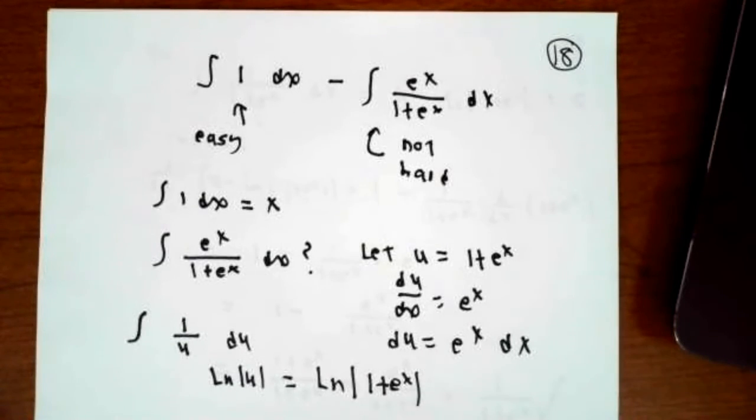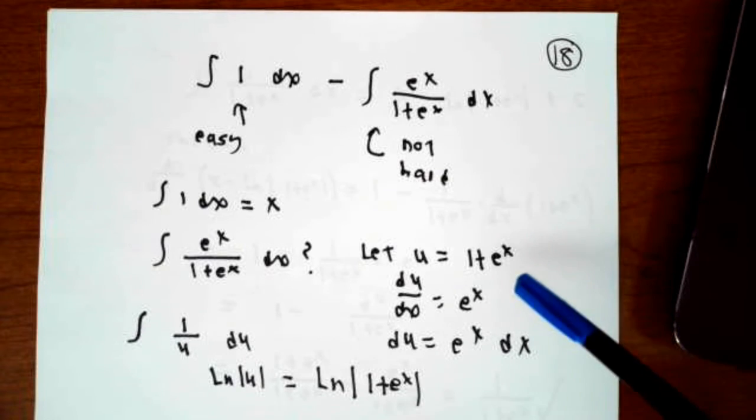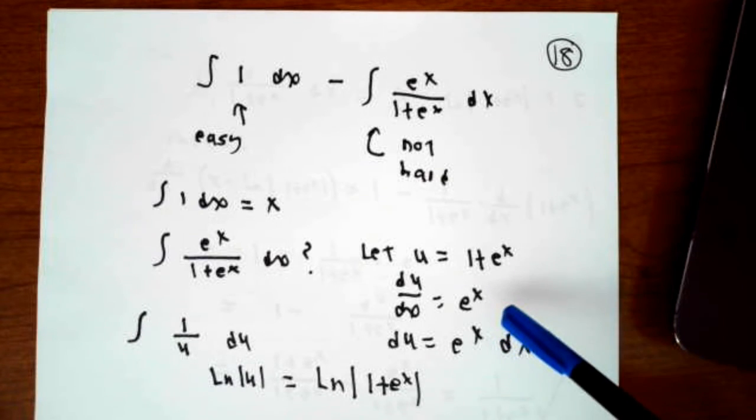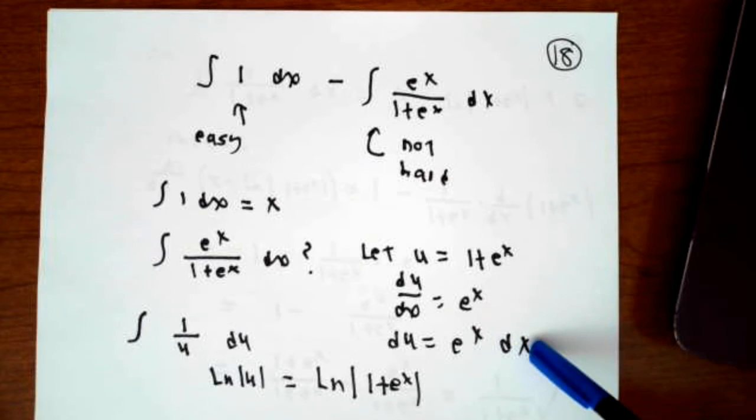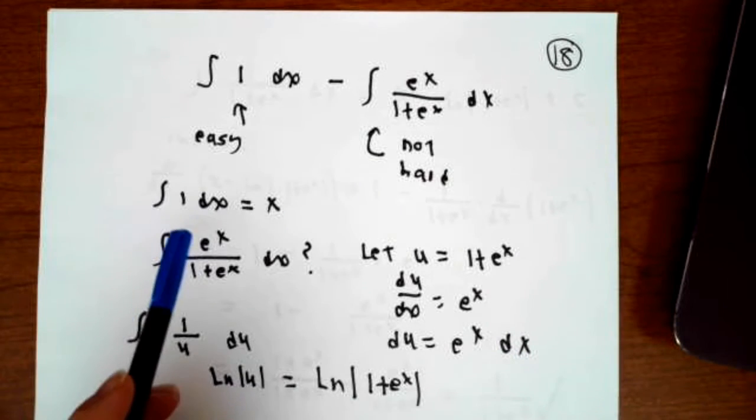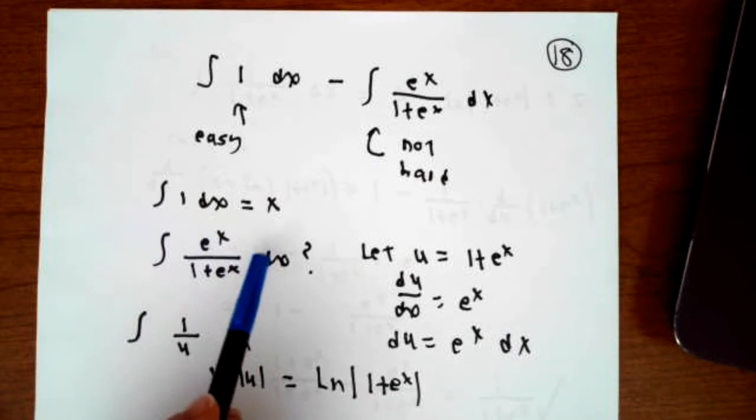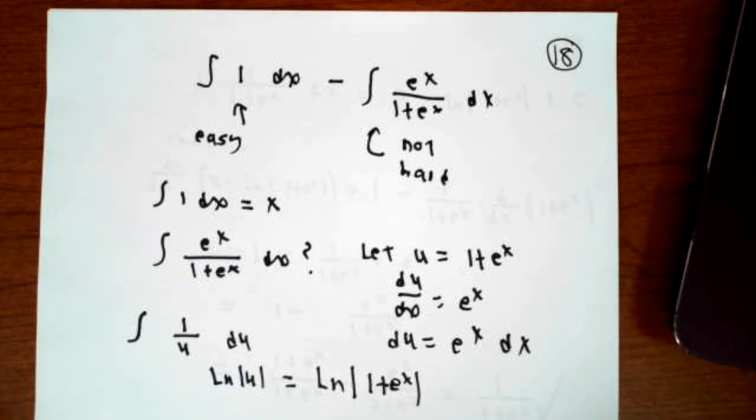An antiderivative for the constant function 1 is x. The rest of it, let u equal 1 plus e to the x here. The derivative of u with respect to x is e to the x. du is e to the x dx. And I have a factor of e to the x dx in the integral. e to the x dx is du, so I'll write that part there.